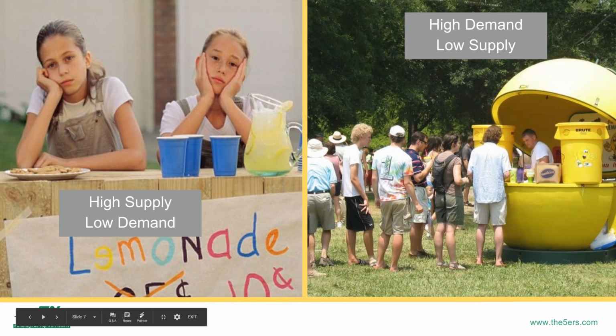Okay, so what is demand and supply? The rule of supply and demand is this: in these two images, we have the same commodity, a lemonade, but we have two different situations that will create different pricing for the same product, right?